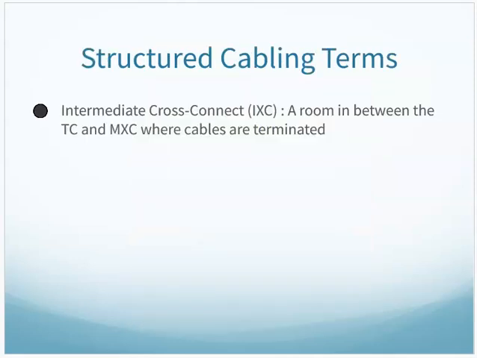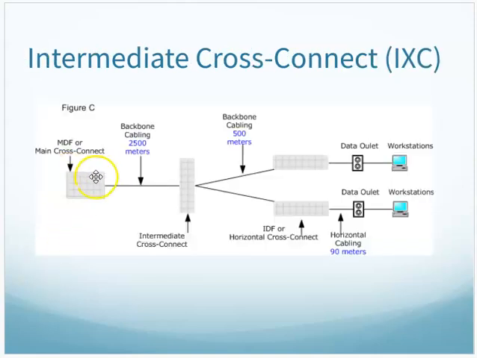The example I like to use is if I'm dealing with a large college campus, I might run a piece of backbone cabling across campus to an intermediate cross connect. This might be the main part of campus, and this might be the older part or maybe the newer part of campus that was added on.